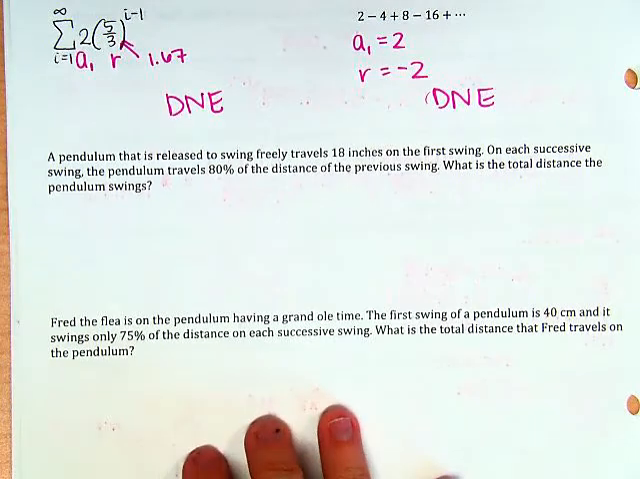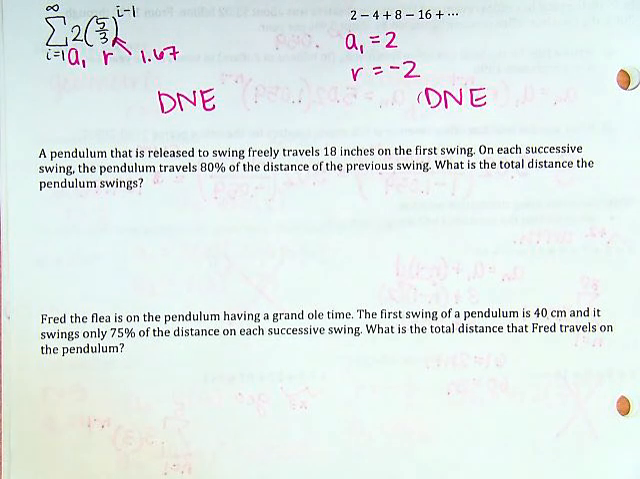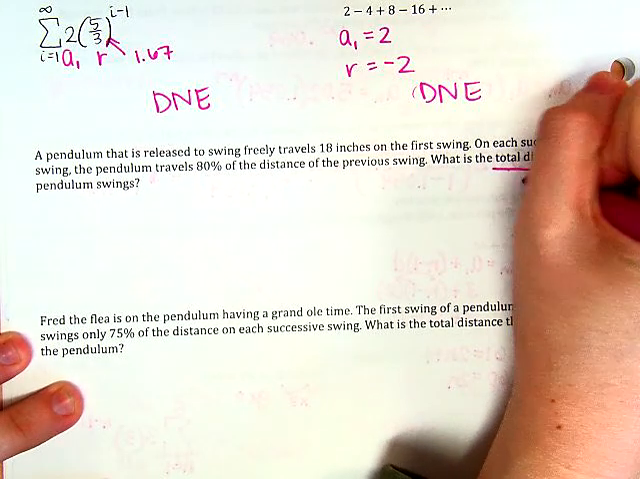Two quick word problems. It says a pendulum is released to swing freely, travels 18 inches on the first swing. In each successive swing, the pendulum travels 80% of the distance of the previous swing. What is the total distance the pendulum swings? Total distance, I'm talking about sum.